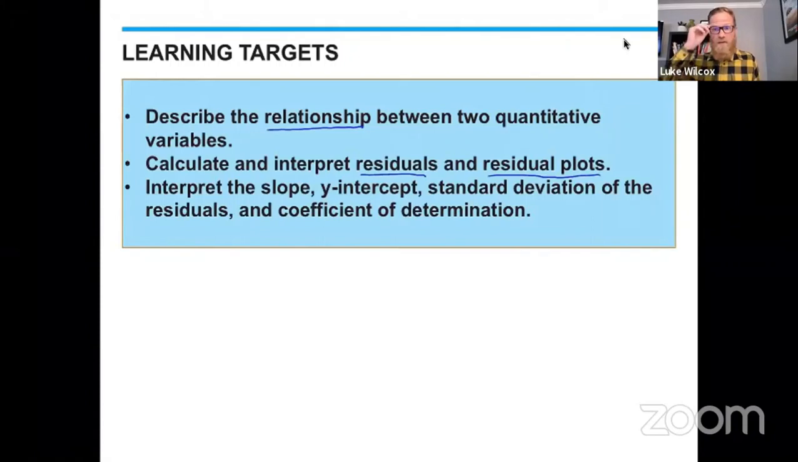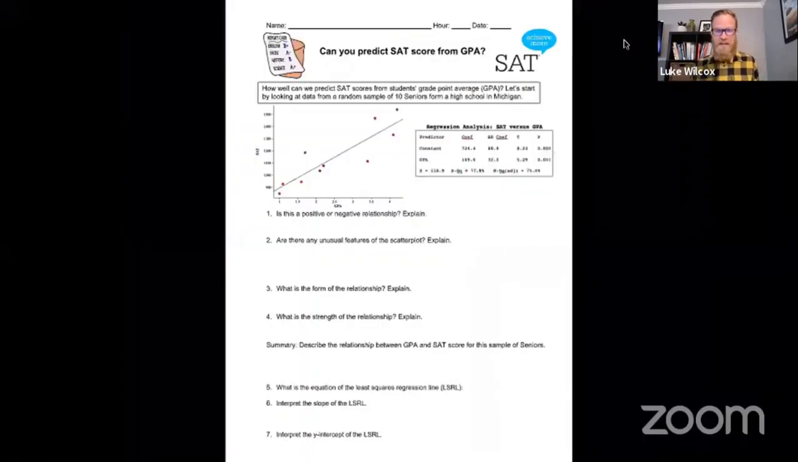And then the last one is sort of a catch-all. There are a ton of interpretations that you just have to know in this particular lesson. Namely, you have to be able to interpret the slope, the y-intercept, standard deviation of the residuals, and the coefficient of determination. So we're going to go through each one of those, being very specific about what the language should look like when you are interpreting those values. So let's go ahead and take a look at today's activity.